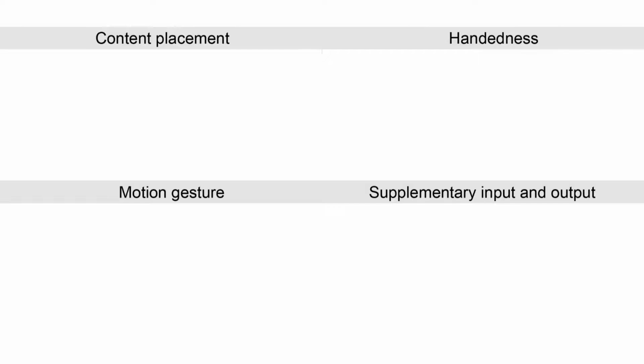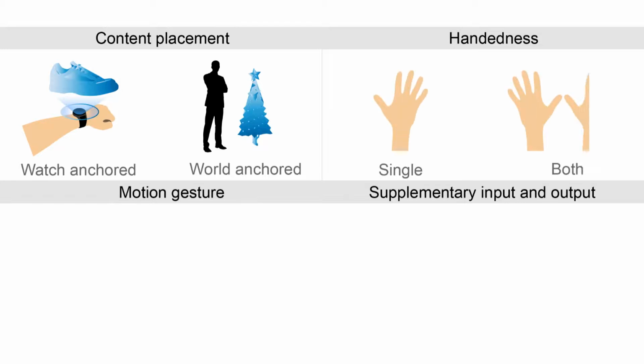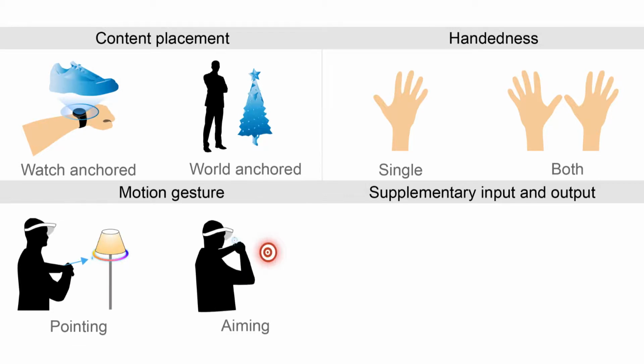We divided the interactions for WatchAR with 4 variables. The first one being the placement of the content, whether the virtual content is anchored to the world or onto the smartwatch. The second being the handedness, whether the interaction requires only one hand or both hands. The third one is motion gesture, like pointing, aiming. The last one is supplementary input and output.